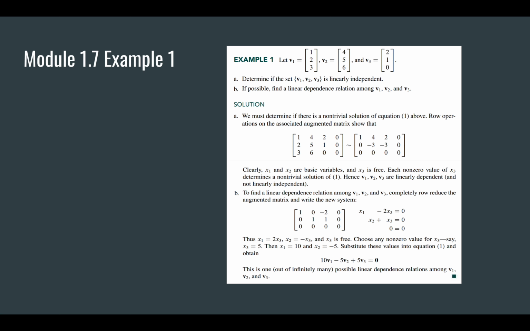So we reduce the augmented matrix, and we can see x1 and x2 are basic variables as they have pivots in the first two columns, and x3 is free. Each non-zero value of x3 determines a non-trivial solution of equation 1. And therefore, v1, v2, v3 are linearly dependent and obviously not linearly independent.